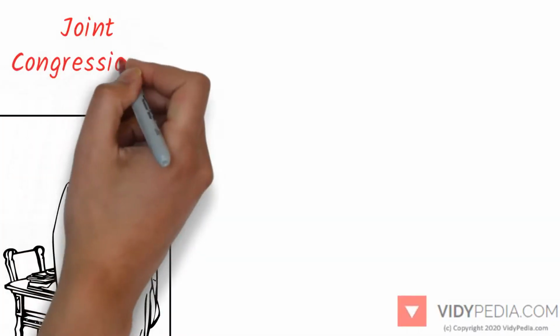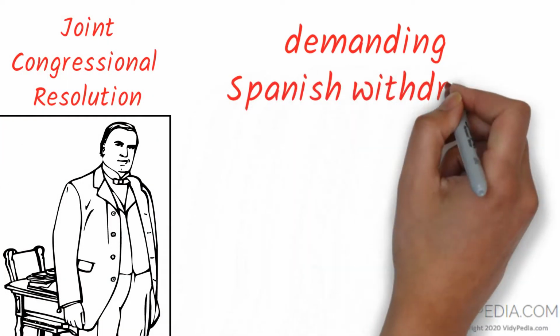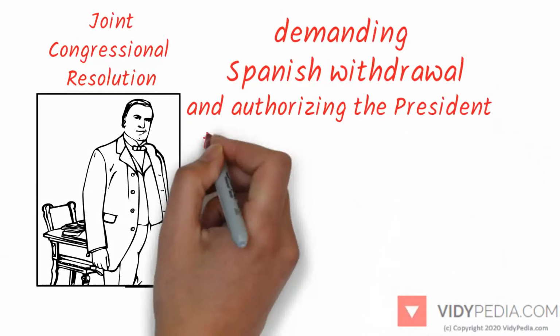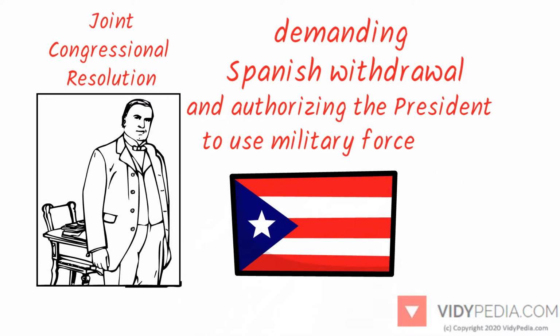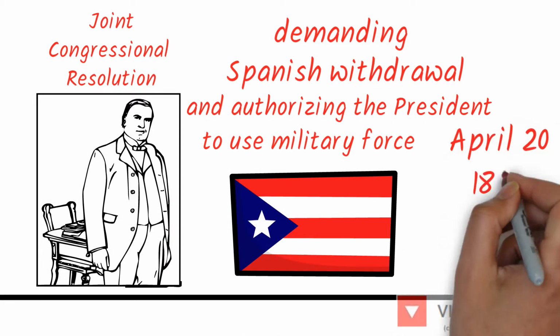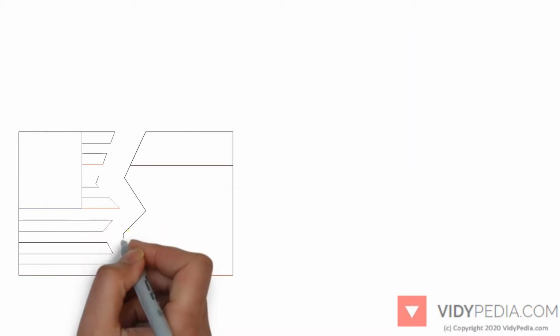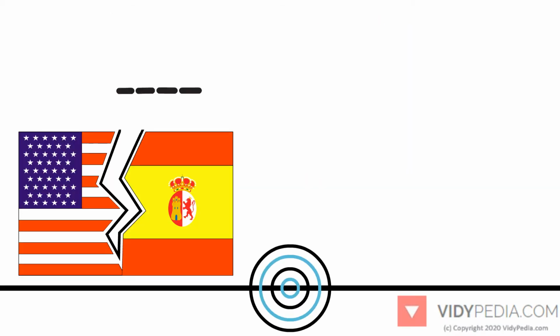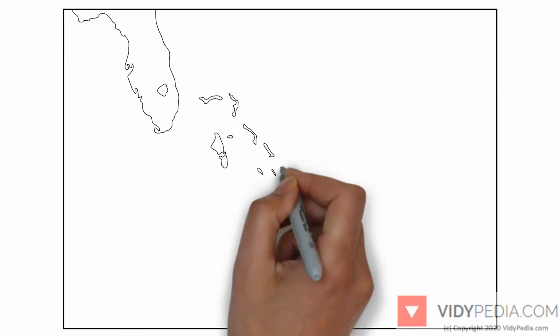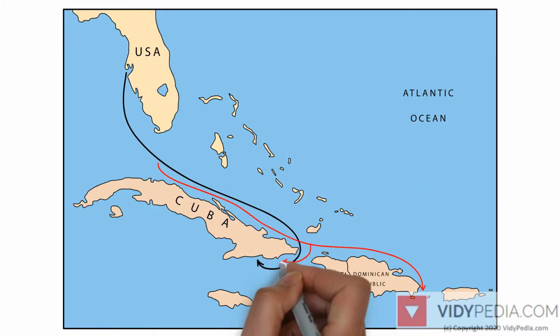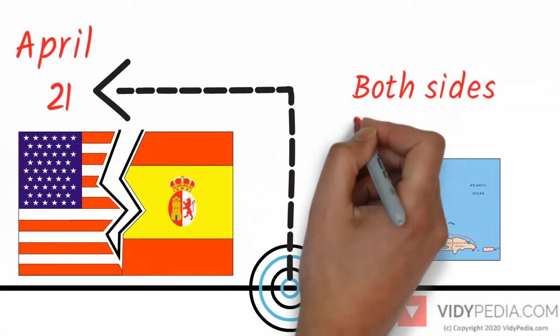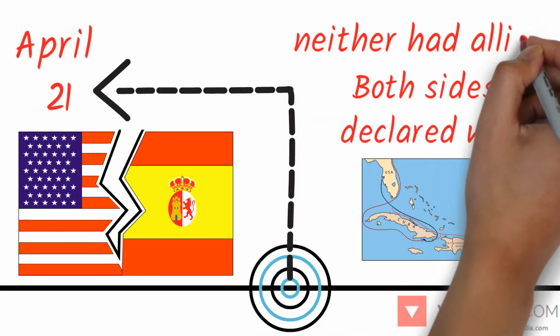McKinley signed a joint congressional resolution demanding Spanish withdrawal and authorizing the president to use military force to help Cuba gain independence on April 20, 1898. In response, Spain severed diplomatic relations with the United States on April 21st. On the same day, the U.S. Navy began a blockade of Cuba. Both sides declared war. Neither had allies.